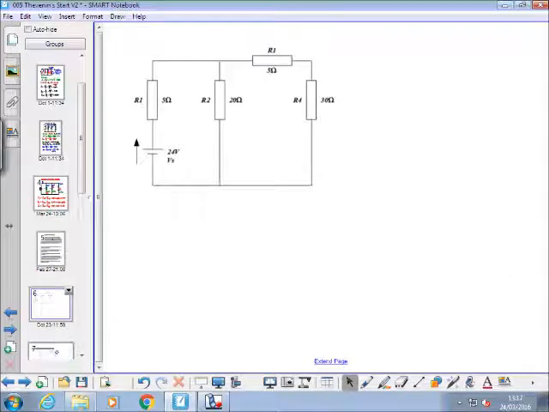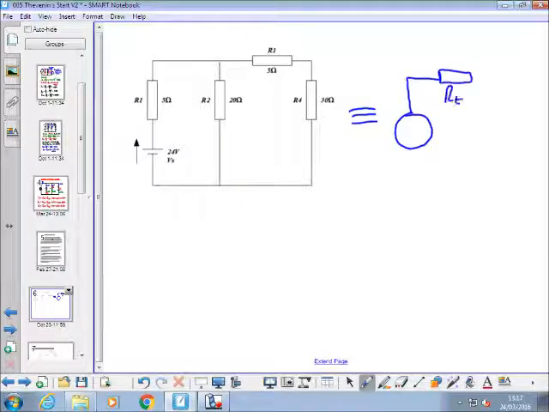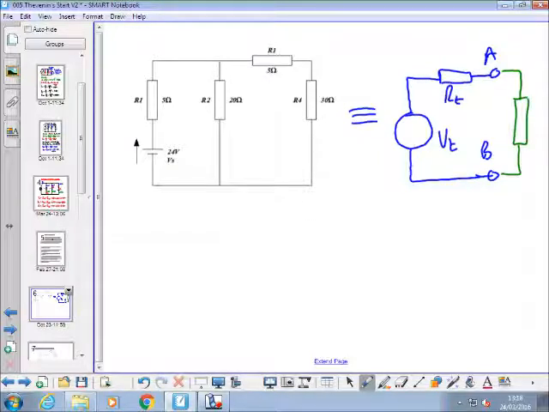So what this process effectively does is turn that circuit into a circuit like this, with one resistance, R Thevenin, a Thevenin voltage, two terminals A and B, and then we connect our load resistor on there, and the Thevenin circuit we calculated.